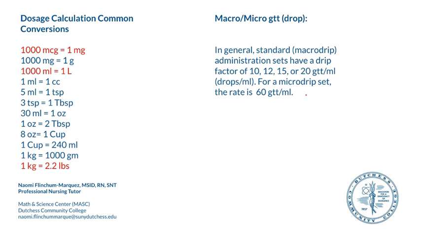Some common dosage calculation conversion factors you'll see a lot in questions you get. The 1,000 micrograms equaling 1 milligram right here. We also have the 1,000 milliliters equaling 1 liter, and the 1 kilogram equaling 2.2 pounds. I feel like those are the most common.